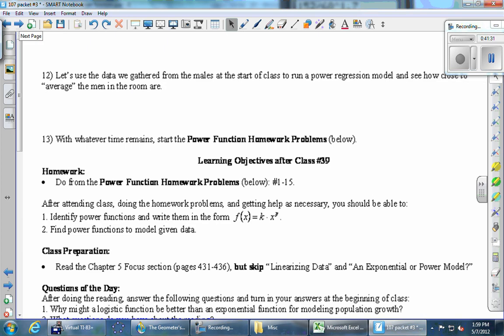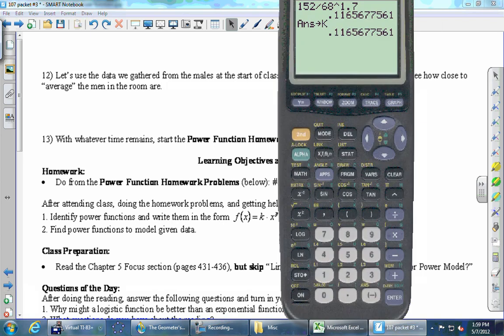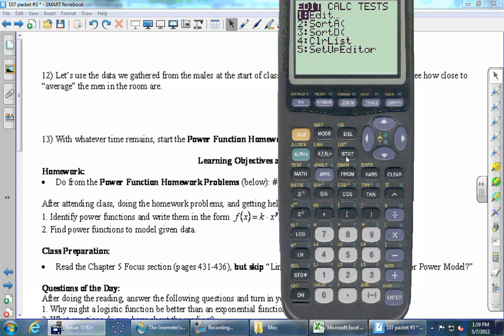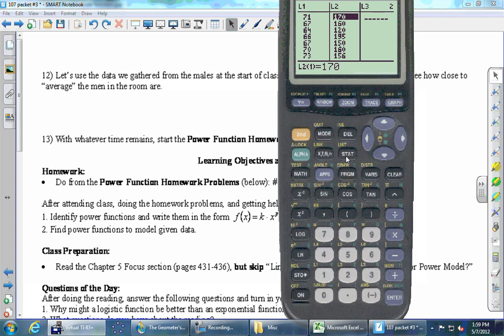All right, let's take a look at number 12. Okay, so I asked the gentlemen in the room to share with me, if they were willing, their heights and their weights. So here are a few of the data points. I've typed them all into the calculator, and that's all that I did with that data. So first person, 71 inches tall, that's 5'11", 170 pounds. And then every guy in the room put their weight and height up here in inches, okay?